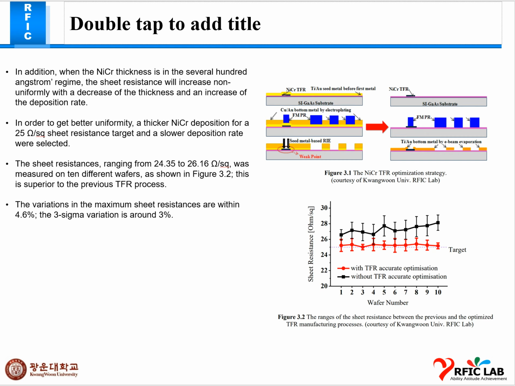In this, sheet resistance ranging from 24.35 to 26.16 ohms per square was measured on 10 different wafers, which is given in the second figure, that is 3.2, and is superior to the previous TFR process. The variation in the maximum sheet resistance is within 4.6%. The 3 sigma variation is around 3%.